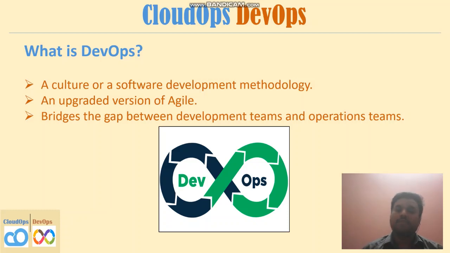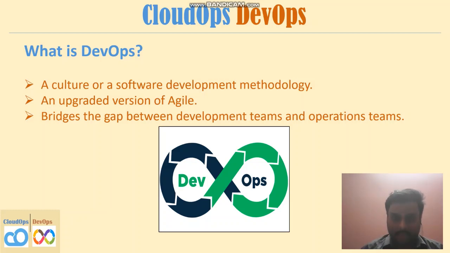So DevOps uses agile methodology. We can call DevOps an upgraded version of the agile delivery process. DevOps bridges the gap between the development team, the testing team, and the operations team. So now the development team continuously develops the code, continuously builds the code. The testing team continuously tests the code. The operations team continuously deploys the code.